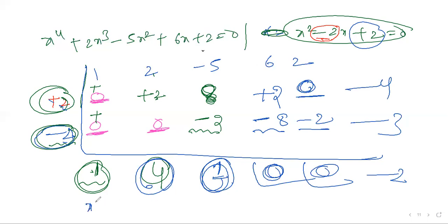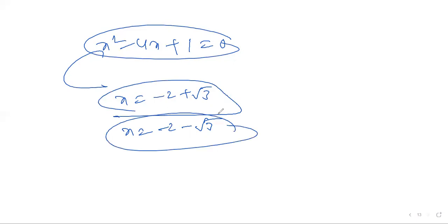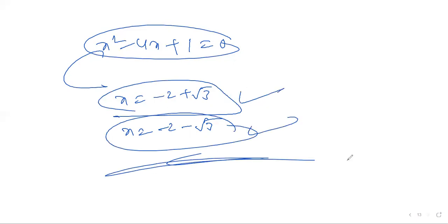What is the answer you get? x square minus 4x plus 1 is equal to 0. You solve this equation. Already you know two roots. Find the other two roots from this equation. So x square minus 4x plus 1 equal to 0. Solve this equation and you'll get the answer. x is equal to -2 plus √3, and x is equal to -2 minus √3. This is the rest of the two roots. Clear, right? Copy the answer fast.